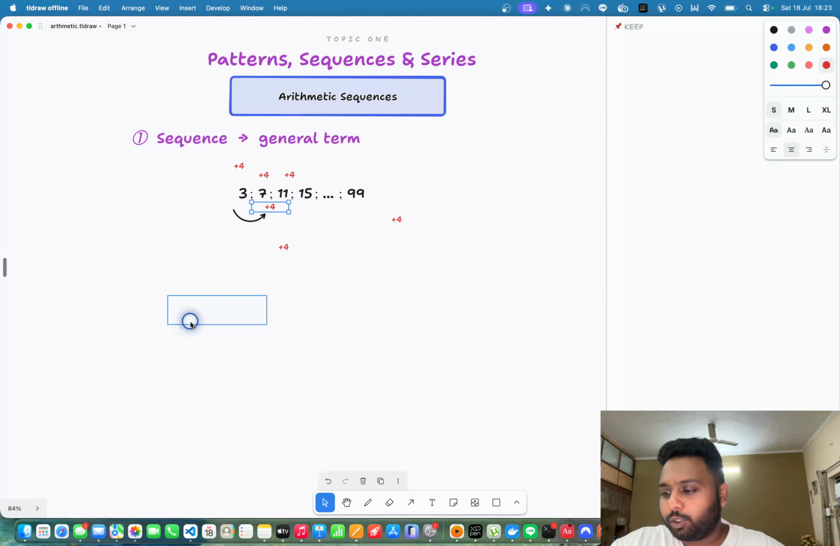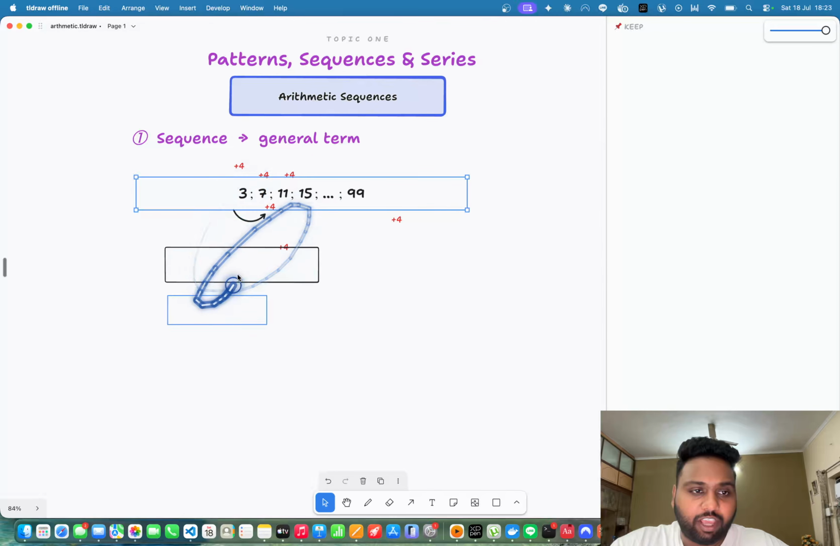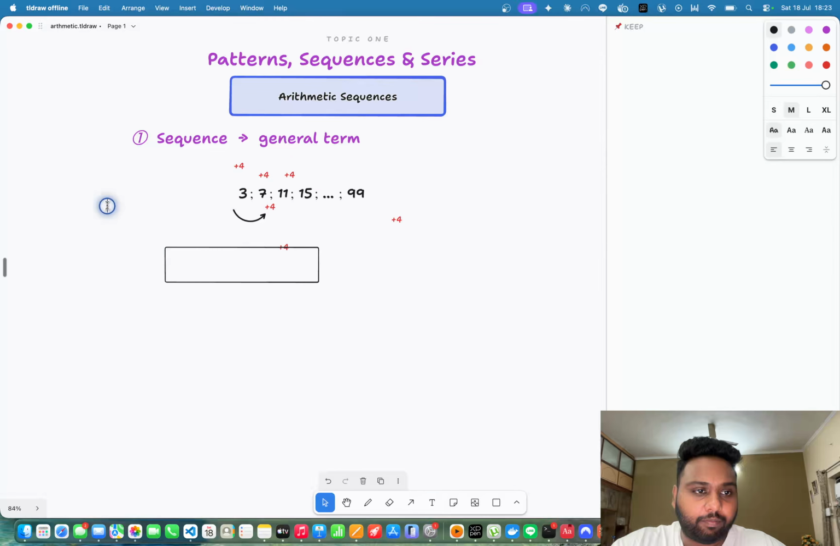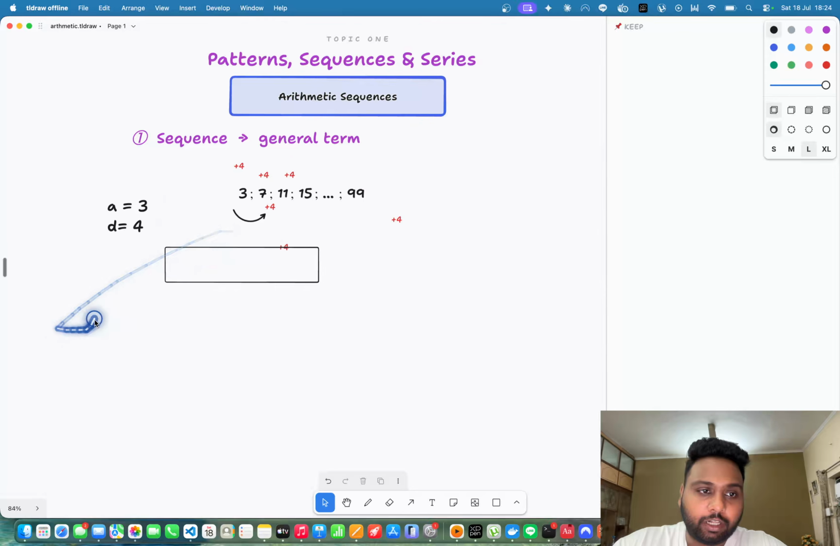Now we can introduce some terminology. So what does everything mean? The first term that we have in our series, we write it as A. So we call the first term A, and in this case, A is going to be 3. Now how do we represent the difference between each term? We call that D, so D in our case is going to be 4. And any term in this series is going to be called Tn. We are just using this notation to represent any term in the series.